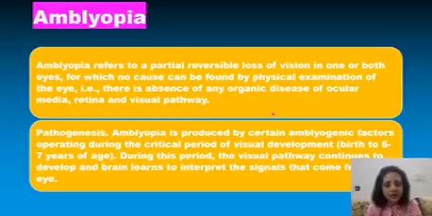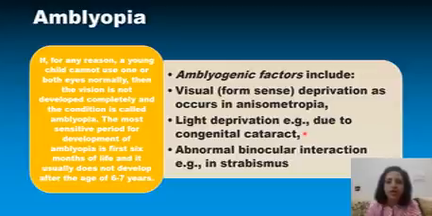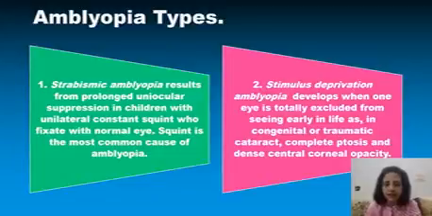Amblyopia is produced by certain amblyogenic factors operating during the critical period of visual development, that is from birth to 6 to 7 years of age. During this period, the visual pathway continues to develop and the brain learns to interpret the signals coming from the eye. So amblyogenic factors can be in the form of visual deprivation as it occurs in cases of anisometropia. It can be due to light deprivation as in congenital cataract, or sometimes because of abnormal binocular interaction as occurs in cases of strabismus. Now, the various types of amblyopia.